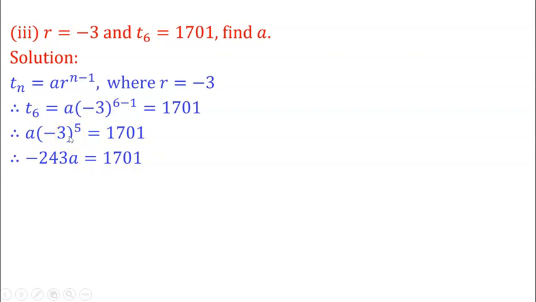And the fifth power of minus 3 is minus 243, into A is equal to 1701. Therefore, A is equal to 1701 upon minus 243. Then you will get here A is equal to minus 7. Okay.